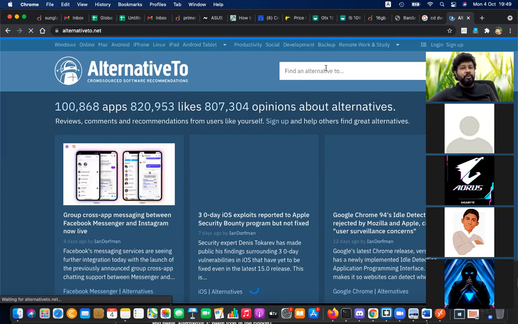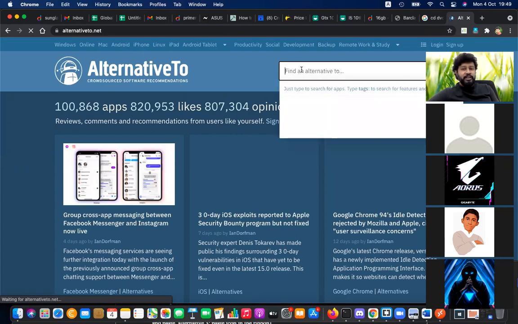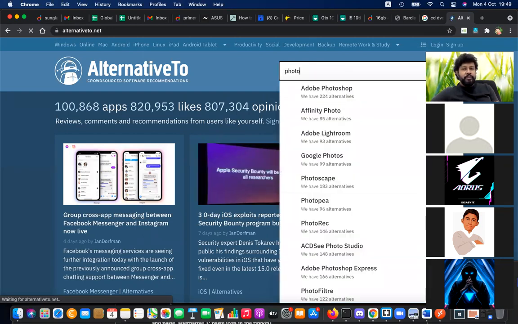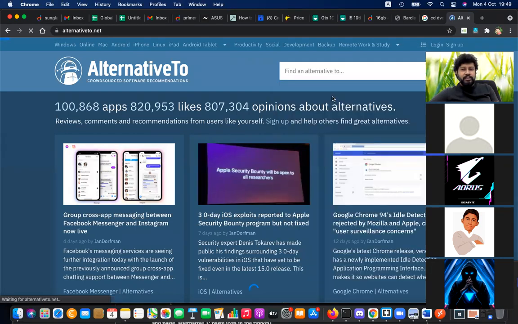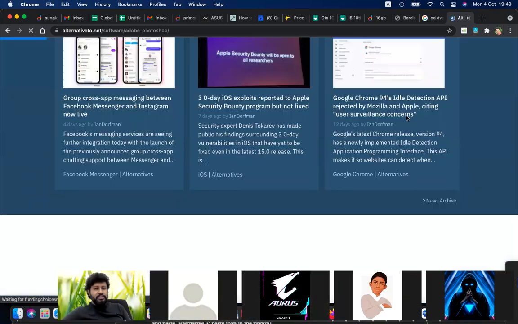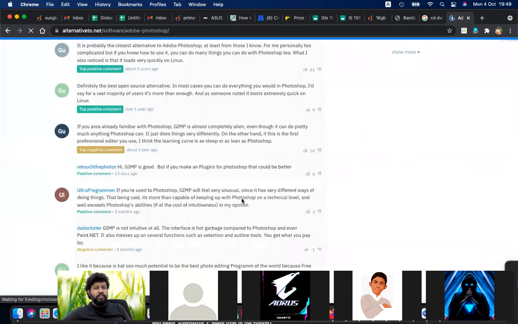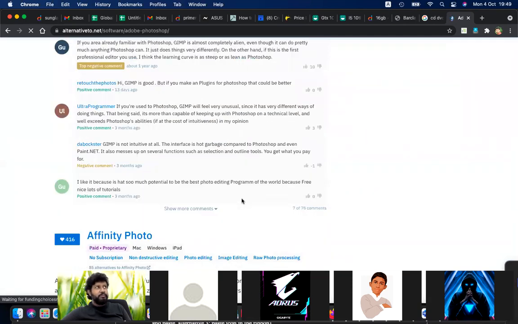Let's say you don't have money to buy Photoshop. Photoshop needs a license. Then you can go and search, and it will list some alternatives which you can use for free here.